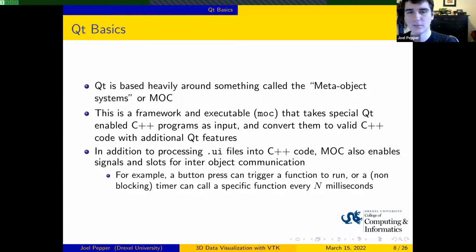So Qt is based heavily around something called the meta object system, or MOC. And this is a framework and an executable that takes special Qt-enabled C++ programs as input and converts them to valid C++ code with additional Qt features. In addition to processing UI files into C++ code, MOC also enables signals and slots for inter-object communication. So for example, it lets you do things like a button press can trigger a function to run, or a non-blocking timer can call a specific function every so many milliseconds.